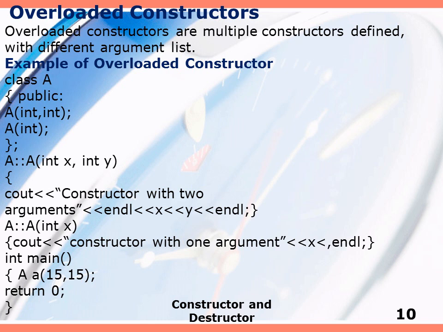Let us understand what are overloaded constructors. Overloaded constructors are multiple constructors defined with different argument lists. Earlier we have talked about the concept of overloaded functions. When you have multiple functions in the same class with the same name but with different signatures or different arguments, the concept is termed as overloaded functions.